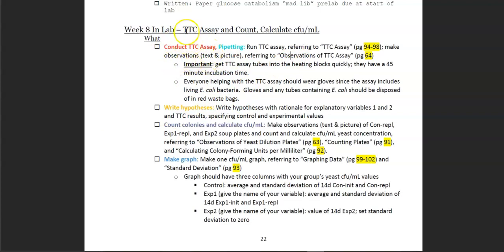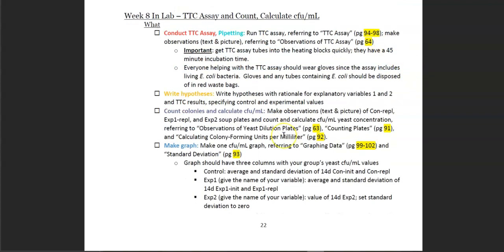It takes 45 minutes. Once it is in the heat block and the 45 minutes has started, is a great time to do all the rest of the stuff that you need to do. So there are other things to do this week. These are all things that you guys have done before, so they should go really smoothly for you. The TTC assay is new, although you're excellent at pipetting now, so very good job. But the TTC assay is new, and it does take a really long time to incubate. So do be sure that you get it started straight away.